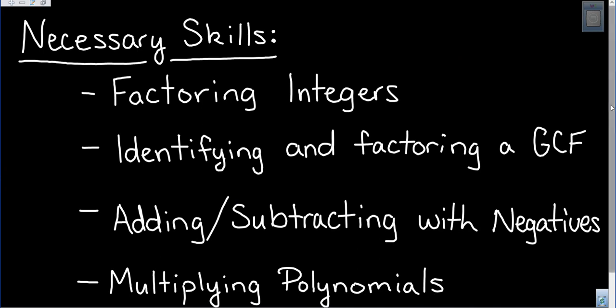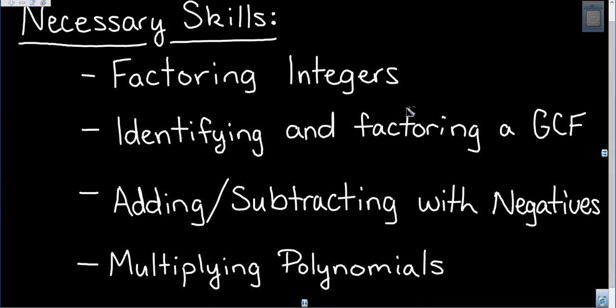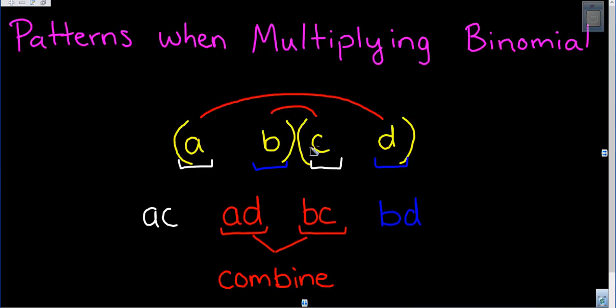Some necessary skills would include being able to factor integers, identifying and factoring out a greatest common factor, adding and subtracting with negative numbers, and being able to multiply polynomials. In order to factor quadratic trinomials with this method, multiplying polynomials is probably one of the most important skills to have. So I just want to show you some patterns when you're multiplying, in particular, binomials.